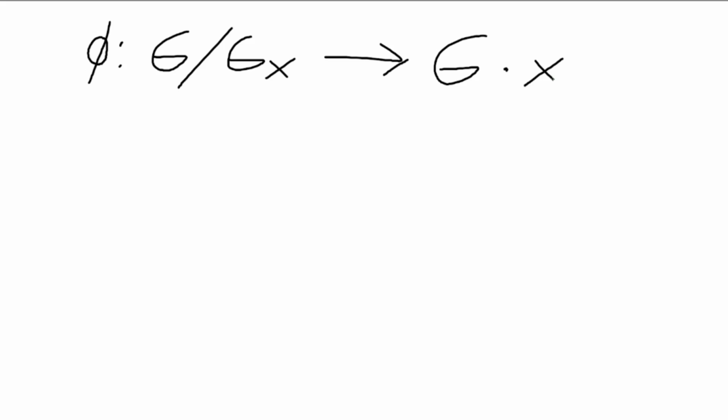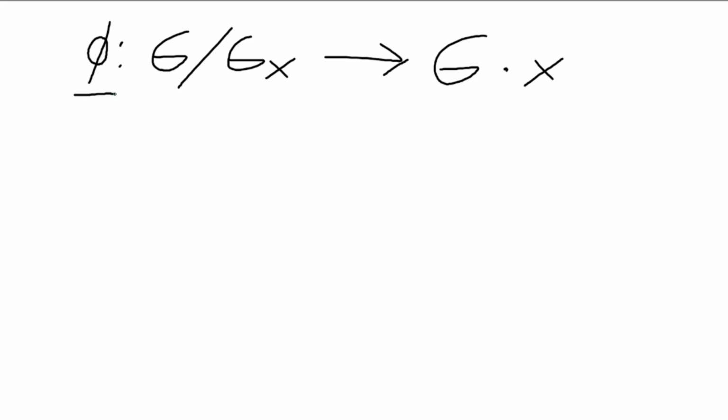in this group action. So if I can prove that this is a bijective mapping, then I can conclude that the index of the stabilizer G sub x in the group G is equal to the magnitude of the orbit of G dot x, as G acts on that element x, and that would give some results that we want to get to.